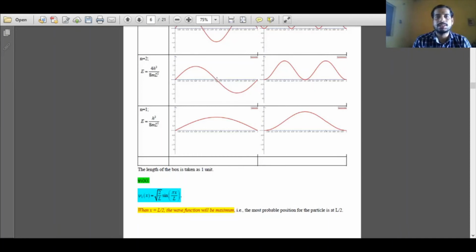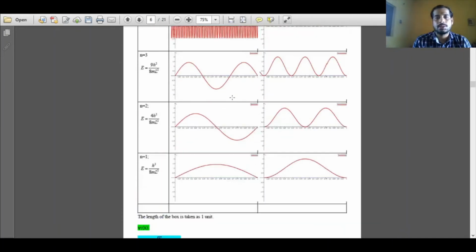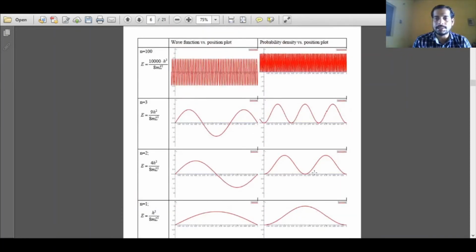The wave function is 0 at the center of the box, so what is the probability of finding the particle at the center of the box? 0. For the first eigenstate, the probability of finding the particle at the center of the box is maximum. For the second eigenstate, the probability of finding the particle at the center of the box is 0.